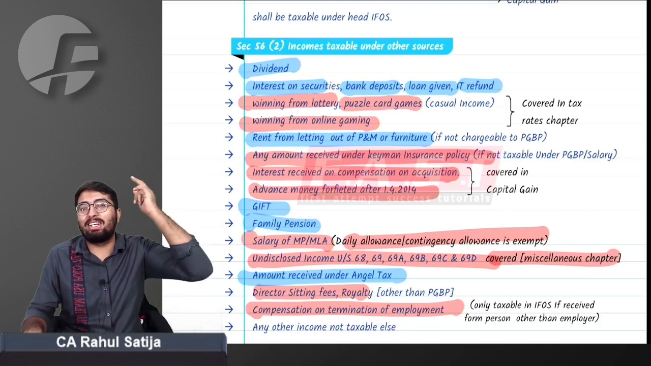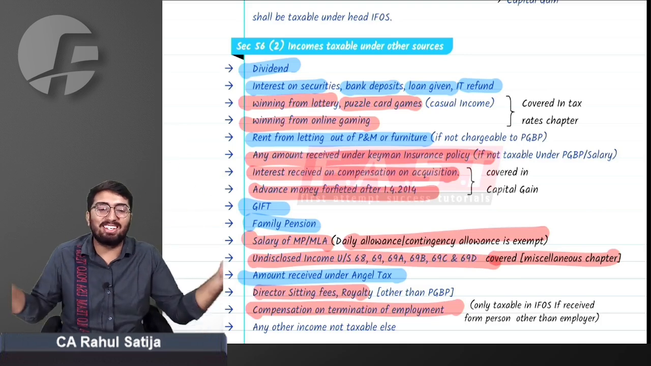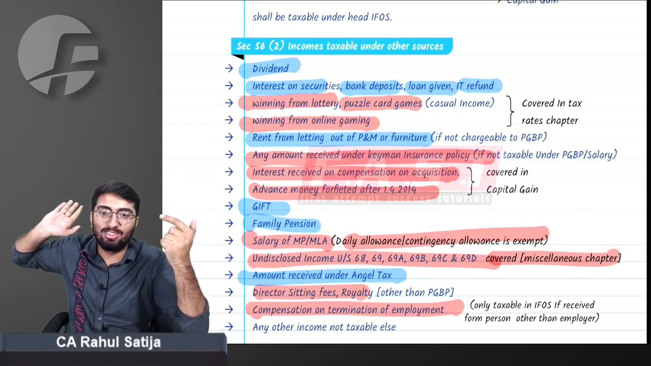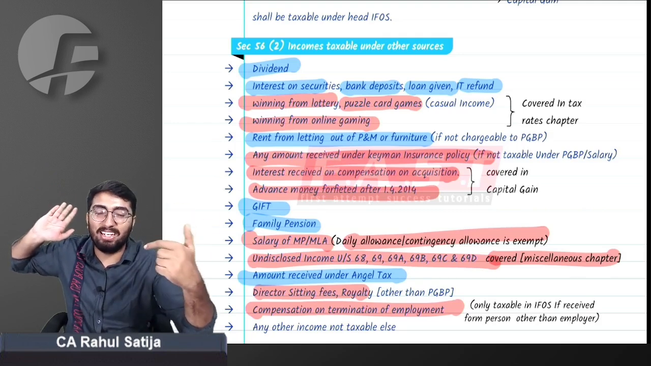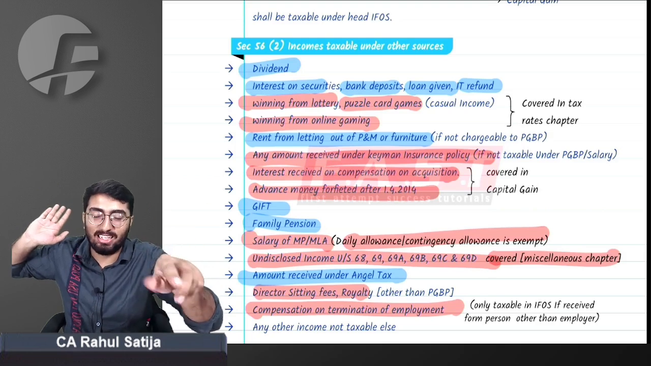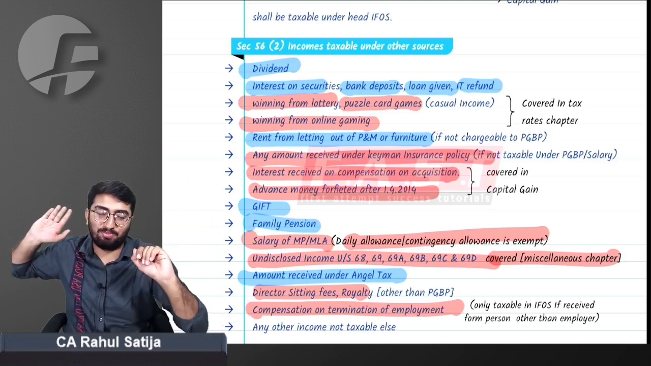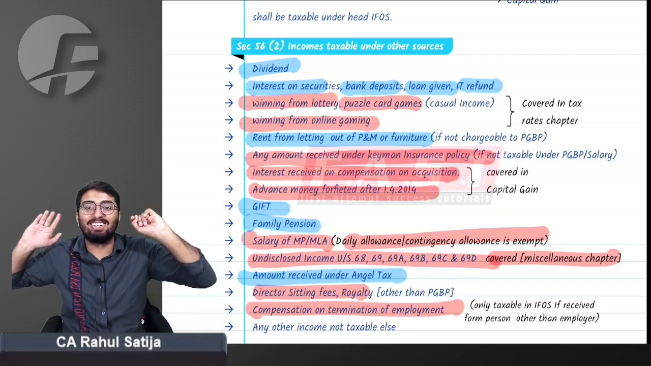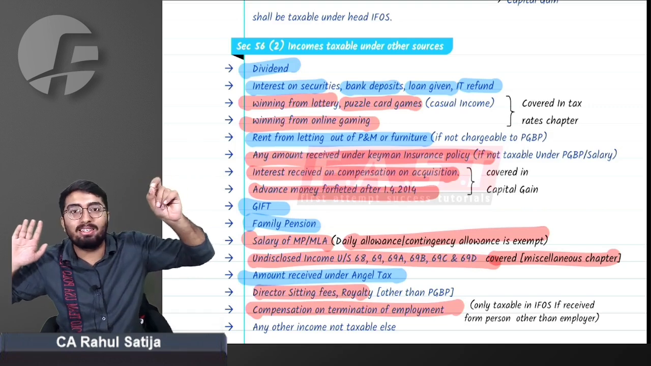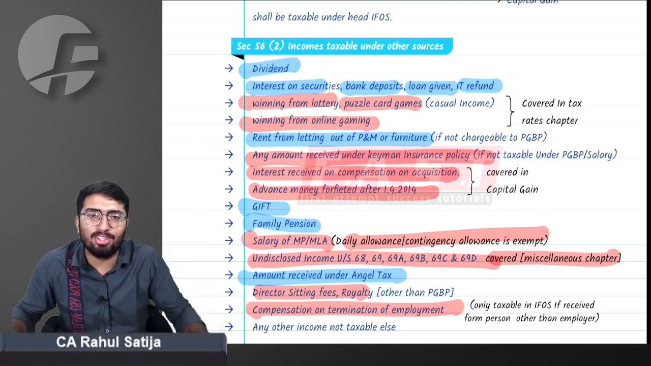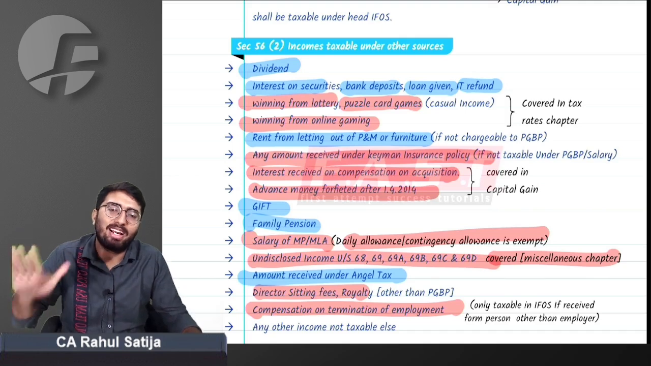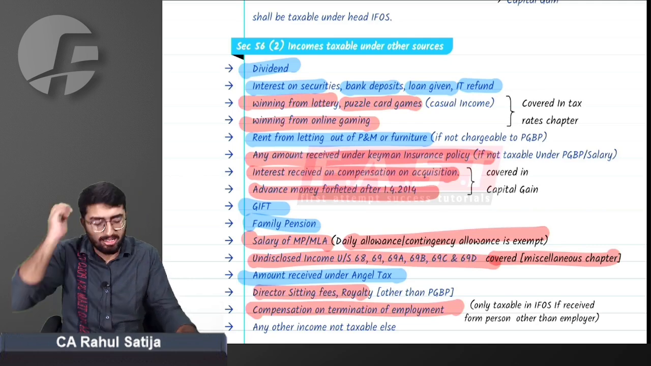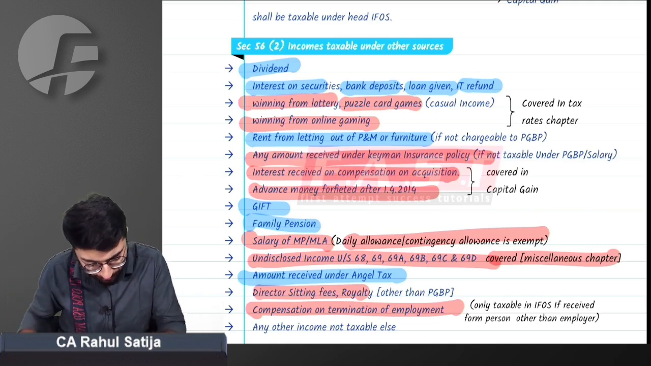What if Sarthak sir pays me money to leave this job? Sarthak sir says, you teach DT so beautifully that people want to study FR from you too. So for that matter, he paid me 5 lakh rupees and asked me to leave teaching. In that case, if an employer pays any kind of compensation for termination of employment, it will be taxable under the head salary. But if it is being paid by somebody else, then it will be taxable under IFOS. I hope you understood what I am trying to say.